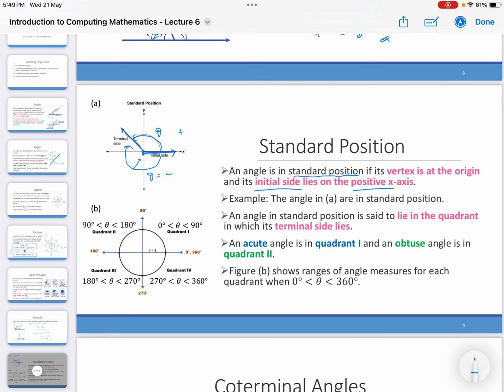And then an angle in standard position is said to lie in the quadrant in which its terminal side lies. So if it lies from 0 to 90 degree, this one is quadrant 1. And then if it lies from 90 degree to 180, it is in quadrant 2. And then if it lies from 180 degree to 270, it is in quadrant 3. And then if it lies between 270 to 360, which is this one, it is in quadrant 4. So basically this one 1, 2, 3, 4.